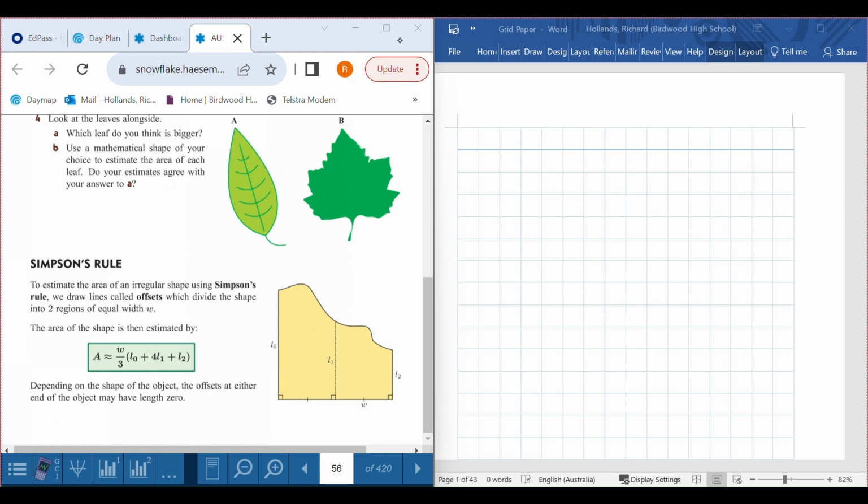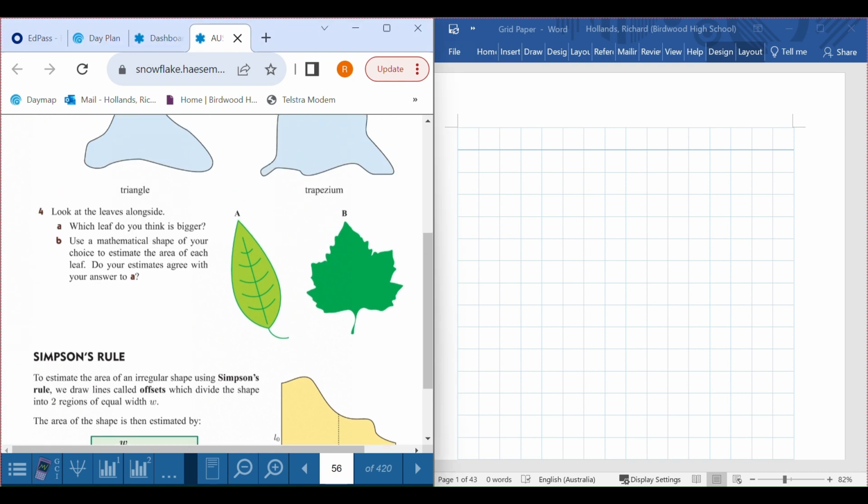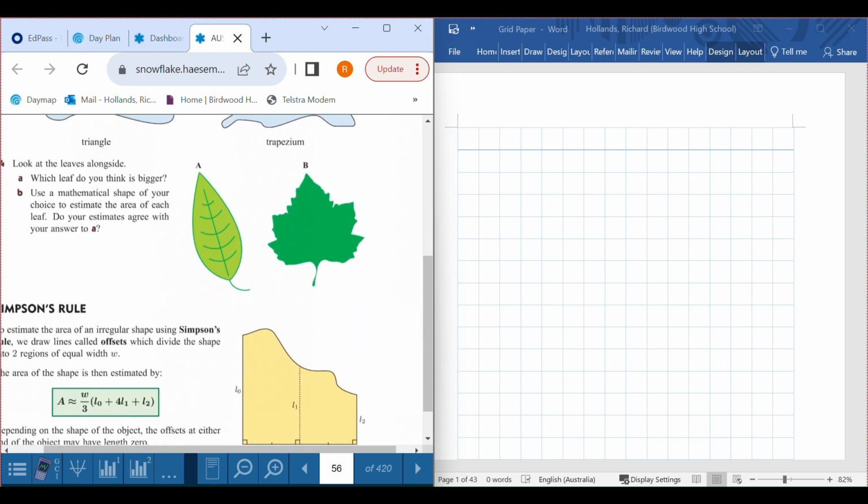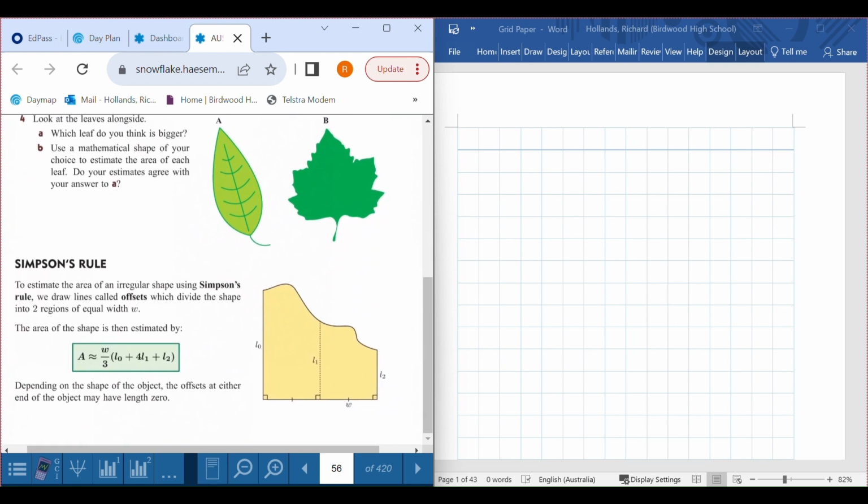Today, what we're going to be looking at is Simpson's rule. So last lesson, we kind of touched on how we can estimate the area of shapes by approximating it with a mathematical shape. So, for example, the question from last week, obviously that kind of looks like a rectangle, so we could estimate it with a rectangle, triangle, circle, etc. Right. Now what we're doing is looking at ones that we look at here and we think, well, we can't really put that into a box of a rectangle because there's quite a bit missing and it's just a bit complicated. So we use this rule called Simpson's rule.